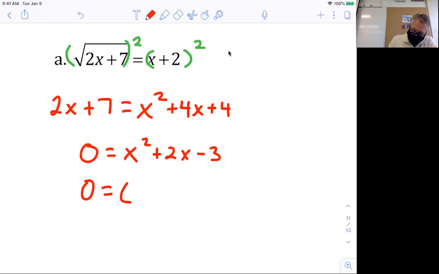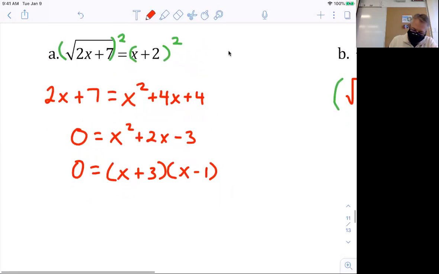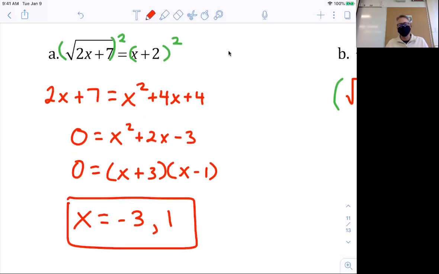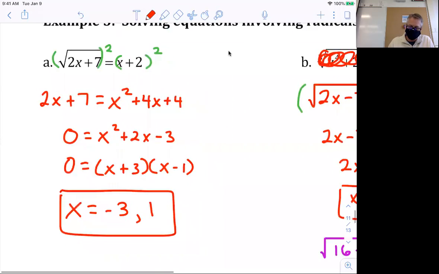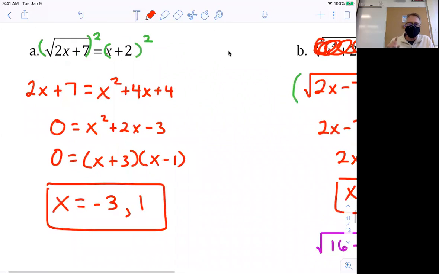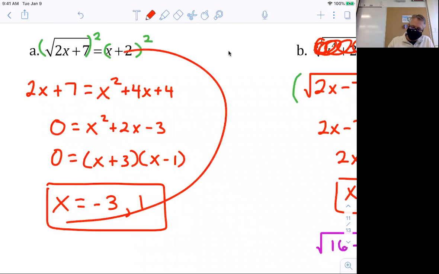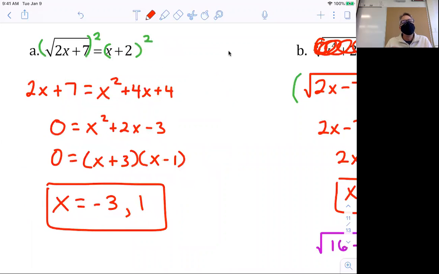And let's see if this thing factors. It looks as though it does, into x plus 3 times x minus 1. And so we get two answers of negative 3 and positive 1. All right, not so bad. But don't miss this next part because we're actually not done with this problem. When you have square roots, they sometimes give extraneous solutions.